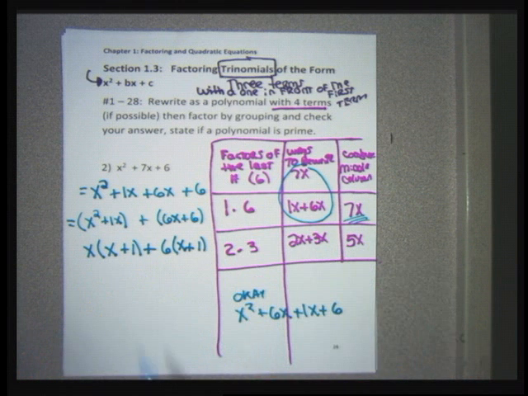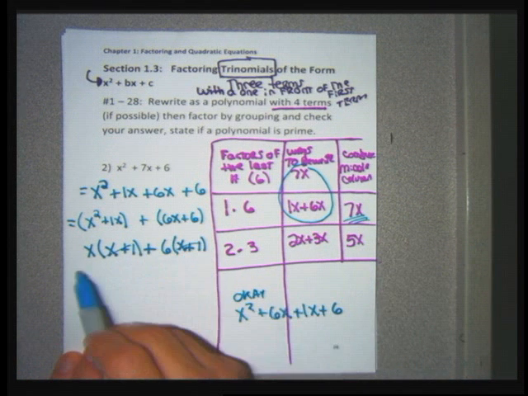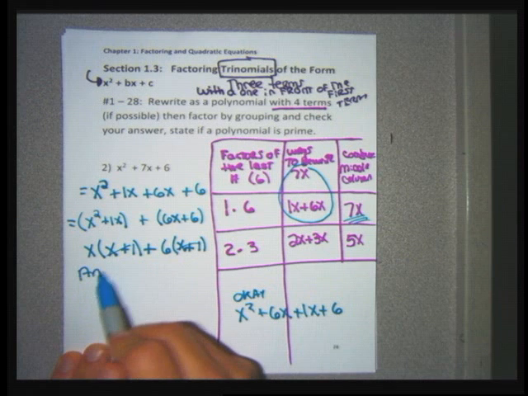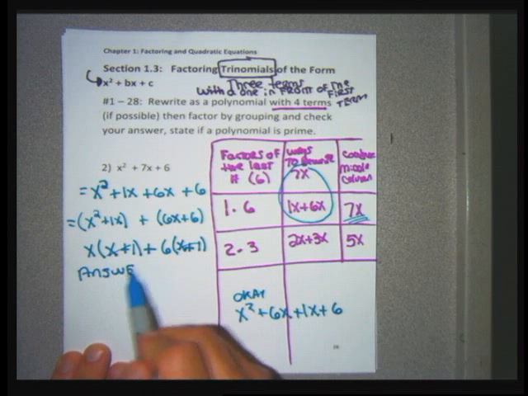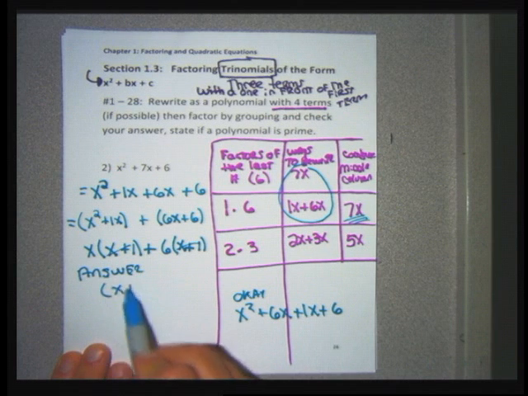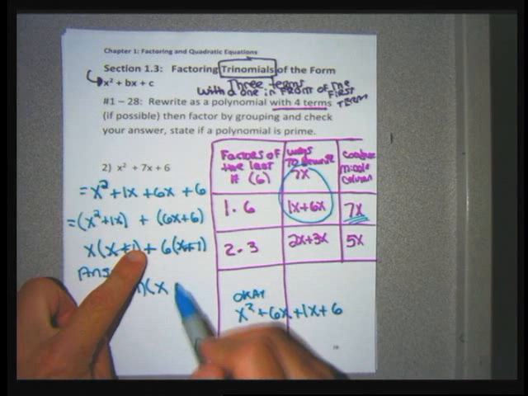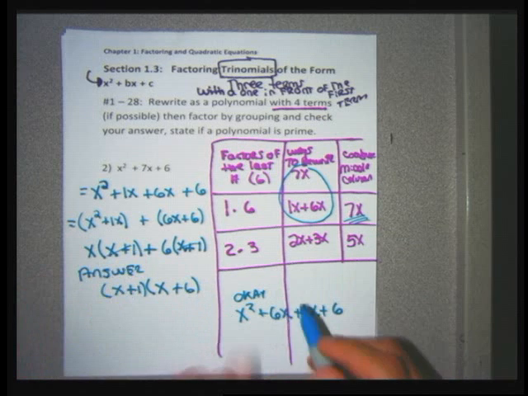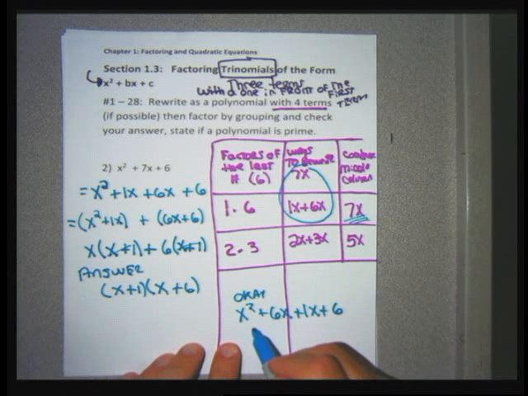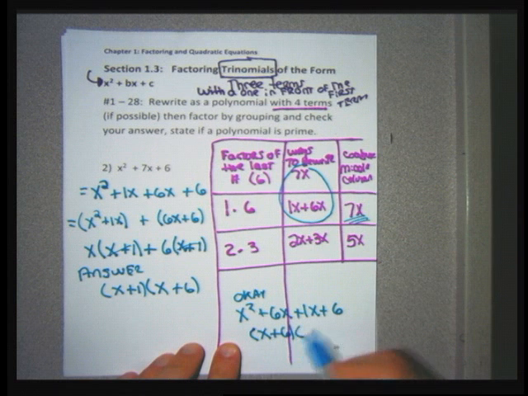Now there's a common factor of x plus 1. I'm going to factor it out, and I'm going to write x plus 1. And then what's left first is an x. What's left second is a plus 6. Again, if you did it this way, you would have gotten x plus 6 times x plus 1.